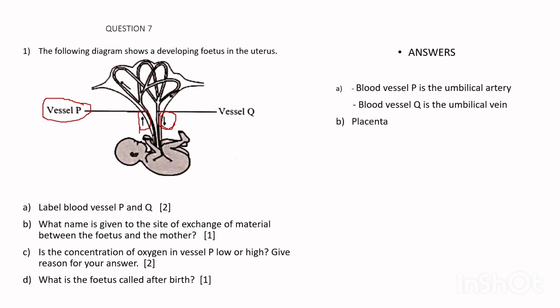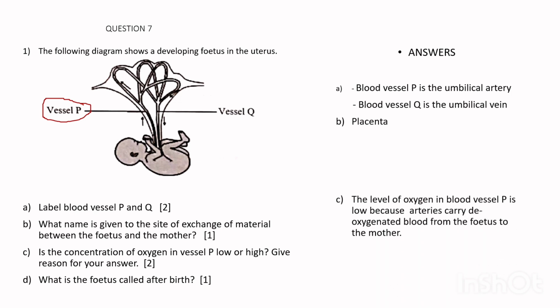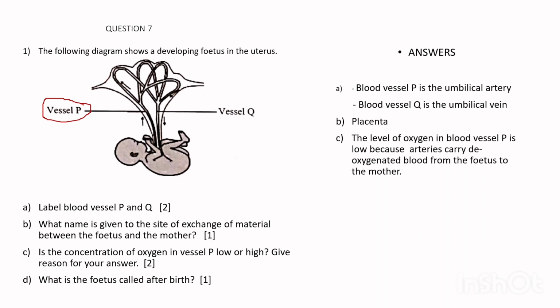Okay, so now the question is, is the concentration of oxygen in blood vessel P low or high? We say the concentration of oxygen will be low. Why? Because the blood that is coming from the fetus to the mother's bloodstream is deoxygenated, and deoxygenated is blood that contains a low amount of oxygen.